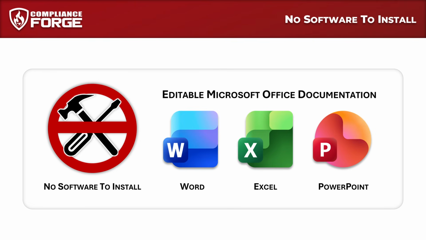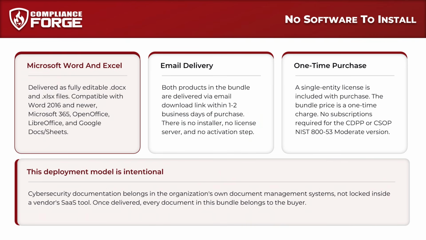This bundle is a one-time purchase of editable Microsoft Office-based documentation templates. There is no software to install, no agent to deploy, no account to provision, and no cloud environment to configure. If your organization can open and edit Microsoft Word or Excel files, or compatible tools like OpenOffice and Google Workspace, you can use both products in this bundle. Everything is delivered as fully editable Word and Excel files, compatible with Word 2016 and newer, Microsoft 365, OpenOffice, LibreOffice, and Google Docs and Sheets.